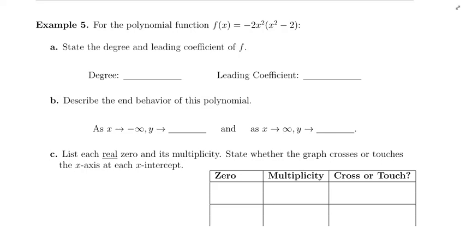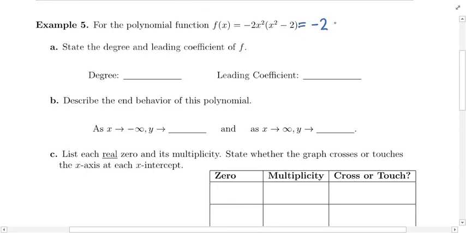In example 5, our polynomial function is f of x is equal to negative 2x squared times the quantity x squared minus 2. All right, let's start breaking this down. So we can rewrite this as negative 2. X squared is going to be x times x. And then when you look at the x squared minus 2 in parentheses, remember that quantity is raised to the first power, so you can't break that down any further, okay?